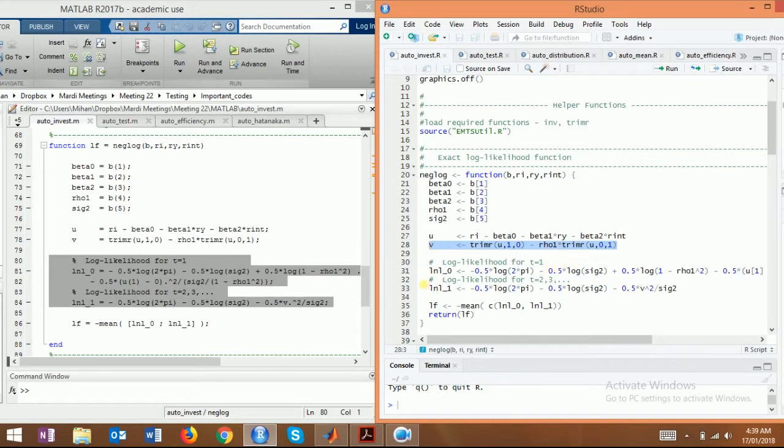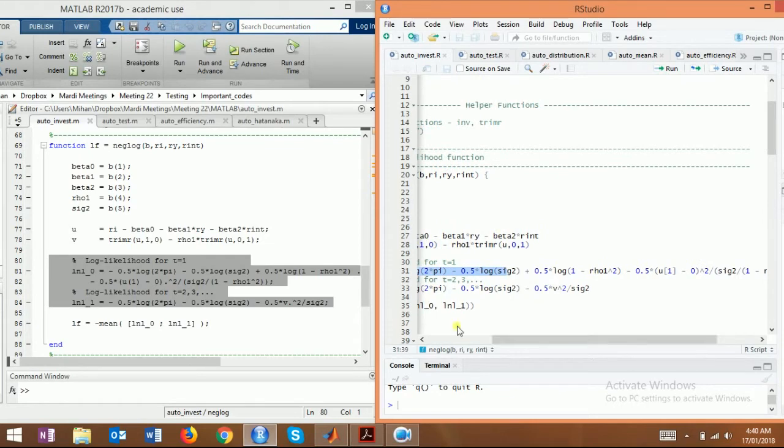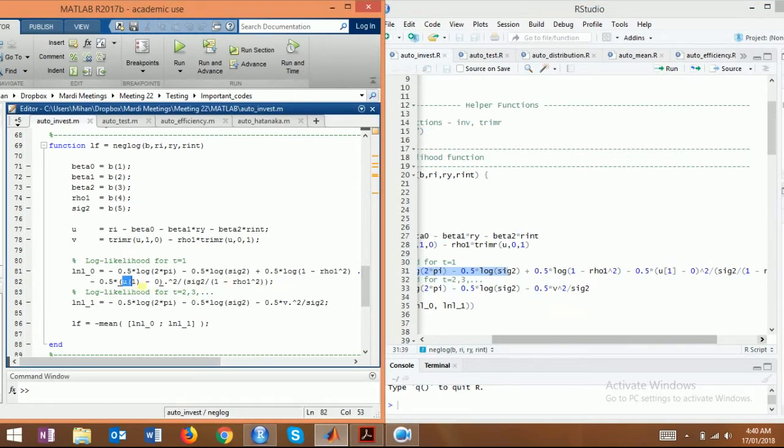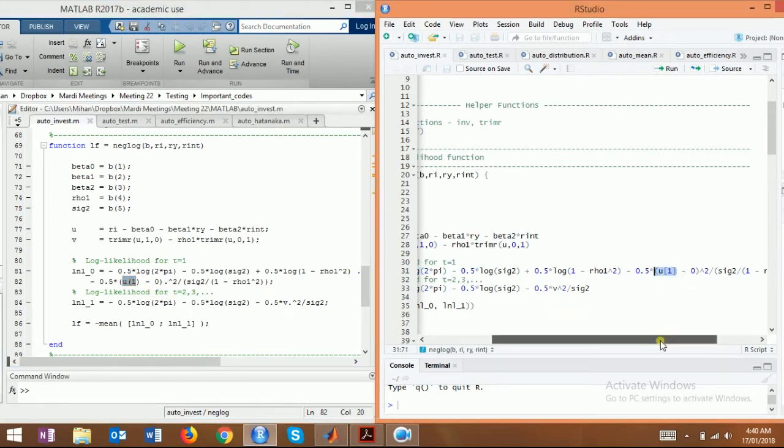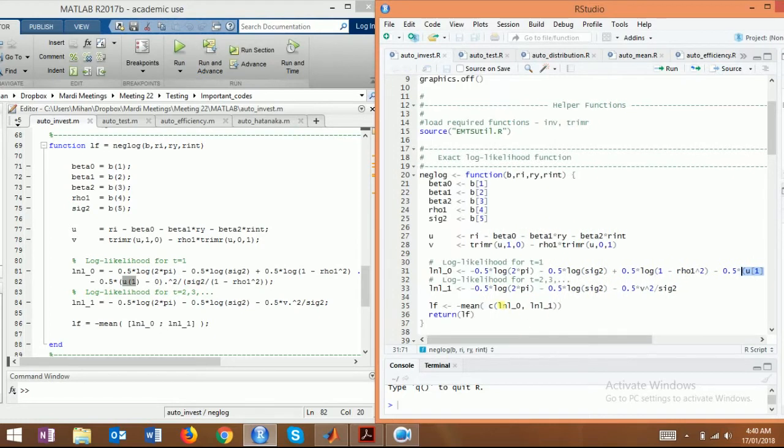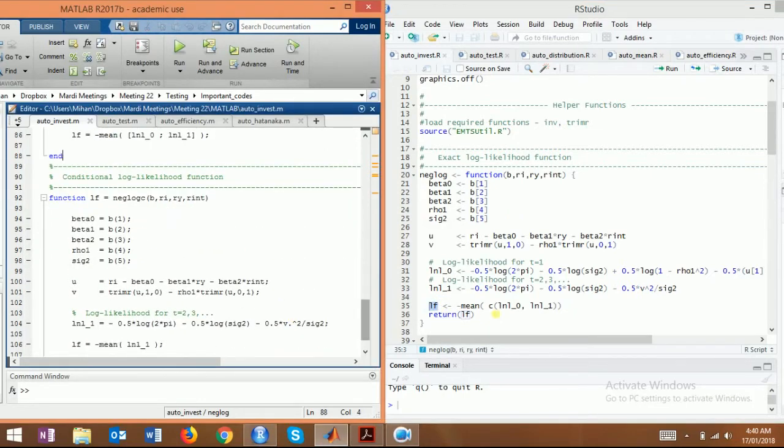The log likelihood for t equals 1 is nothing different than this, exactly what we have discussed. Here u1, we're accessing the first element of u, so we access the first element of u with a third bracket, that's the only tweak. And then for t equals 2 to 3, we create a column with ln L0, ln L1, and this function returns LF and LF only, nothing else. So this is the first function.